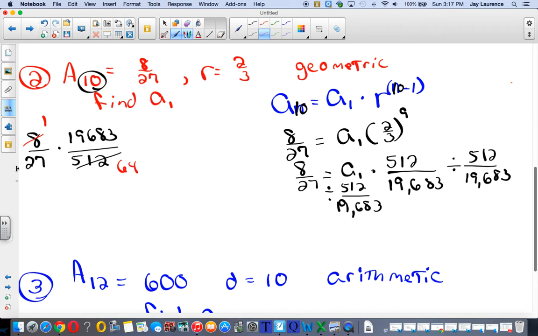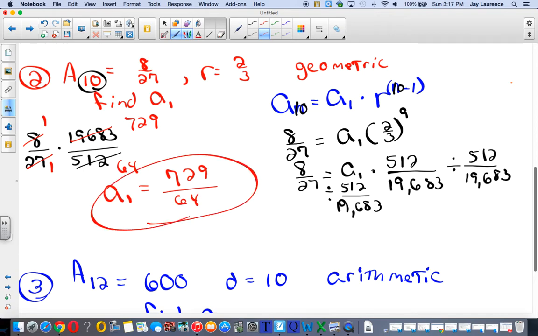Okay? Now, this one here is just as easy. I know 27 is going into that number. So I'll take 19,683 divided by 27, and I get 729. So that 27 is going to go in once. Get 729. A sub 1 is going to equal 729 over 64. Leave that as your answer. There you go. Piece of cake.